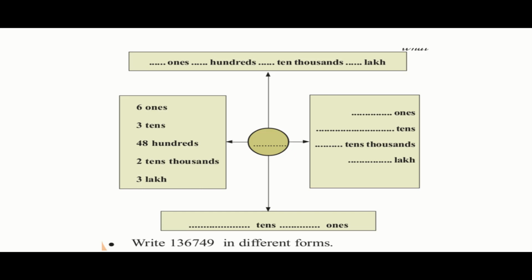4,800 means 48 and 2 0, 4,800. 3 tens means 3 into 10, that is 30, 6 1. Add all these numbers, then we will get the middle number. Then you can find out all other different ways that we can write this middle number.